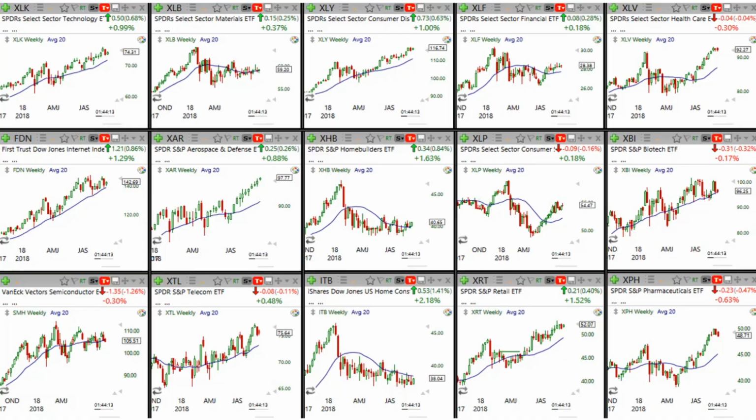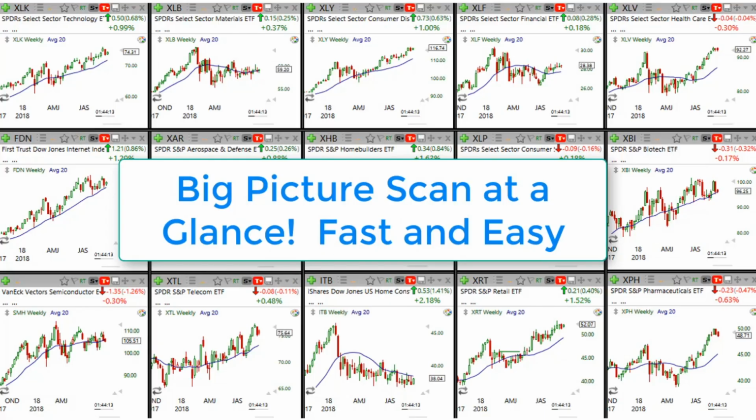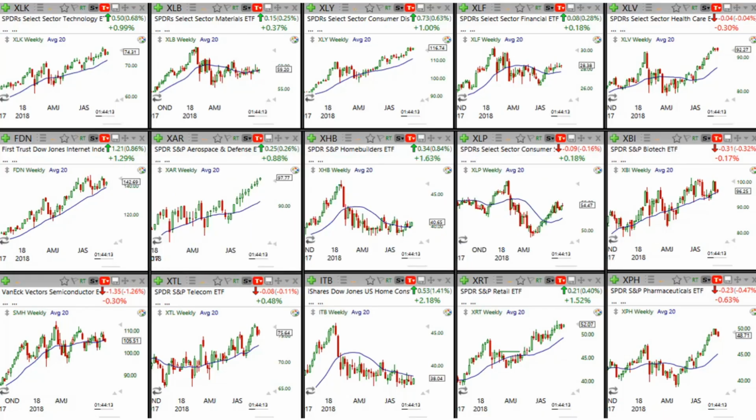all of these different ETFs and say, hey, this looks like there's a pullback in a particular ETF, or this one's in a downtrend, this one's in an uptrend. I'm going to stay away from this one, but this one has opportunities.